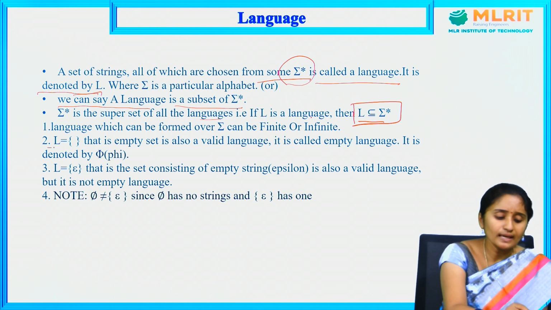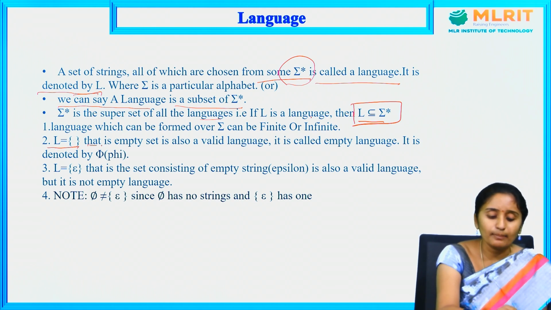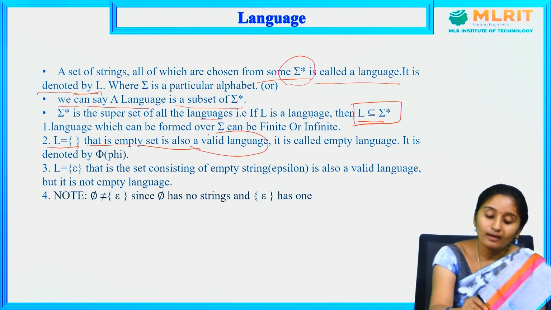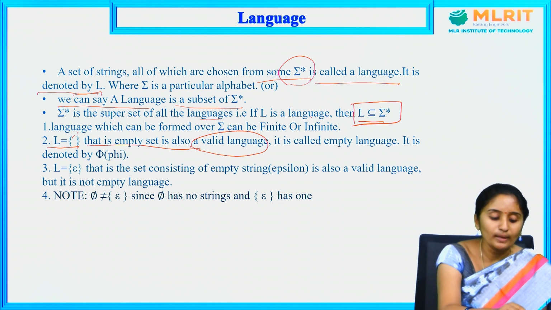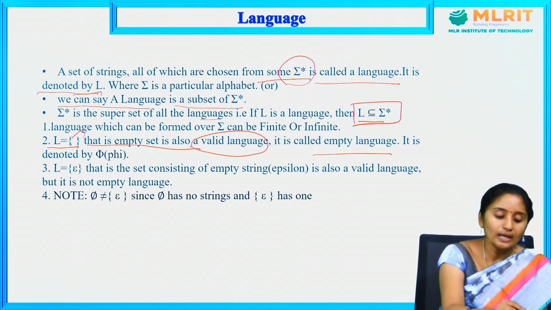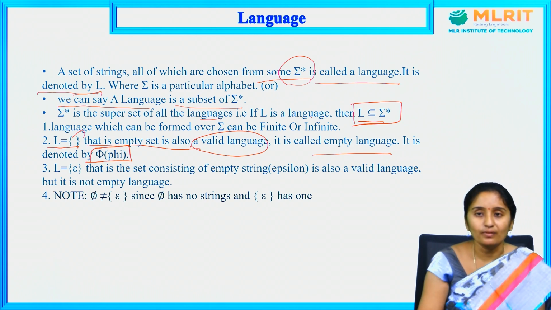See here, the second point: L equal to empty braces. That represents an empty set, but it is also a valid language. It is a valid language, but it shows nothing is there. So it is nothing but the empty language, and we are going to represent this with phi.